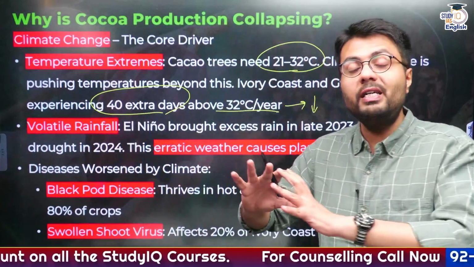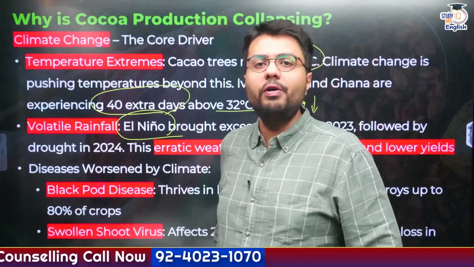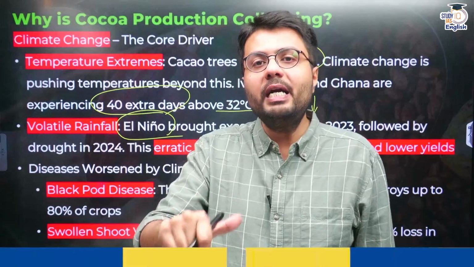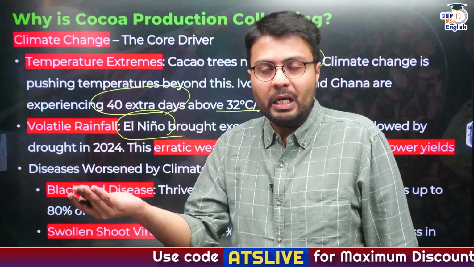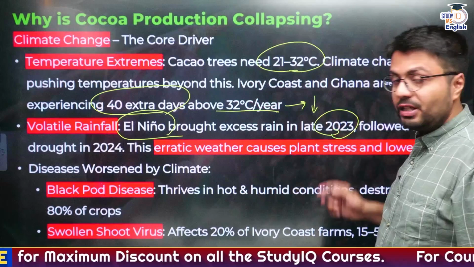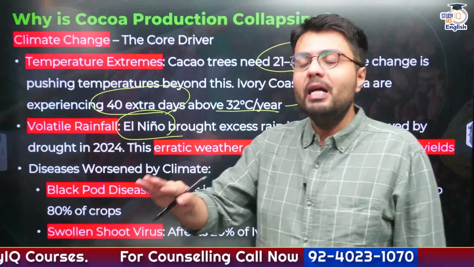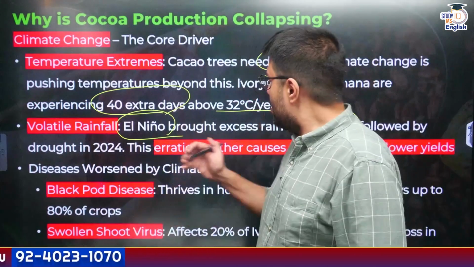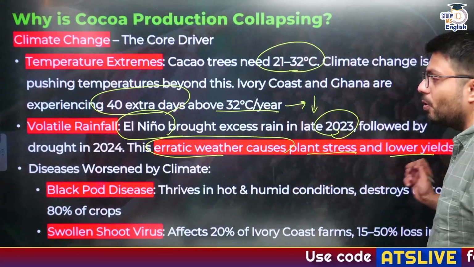Similarly, the region is also witnessing volatile rainfall. There is a very important weather phenomenon that we have studied many times in our geography classes known as El Nino. Now, prima facie, El Nino has a negative impact on the Indian monsoon. But when it comes to Western Africa, El Nino has a positive impact on the Western African monsoon. Now, when El Nino hit West Africa in late 2023, it led to good rainfall. But in the following year, this region witnessed a deficit in rainfall, leading to drought conditions, right? So because of this erratic weather pattern, it led to an increase in plant stress and also lower yield of the cocoa crops.